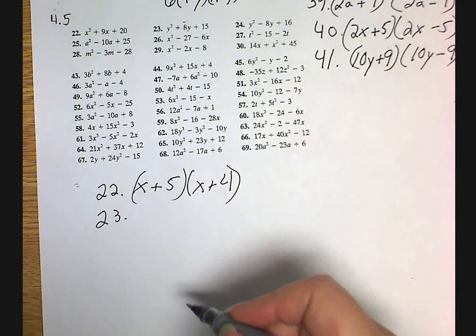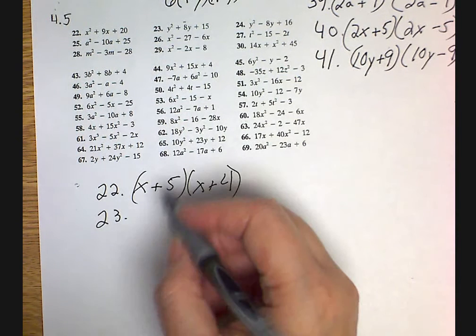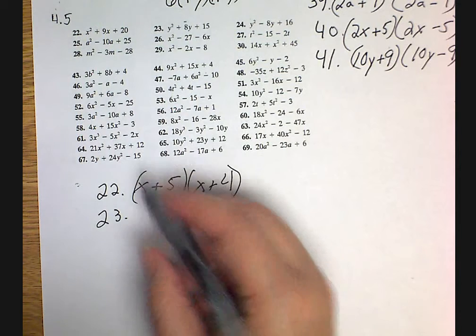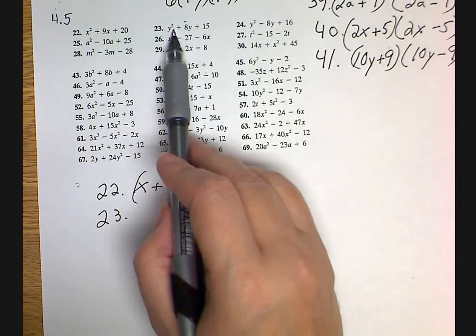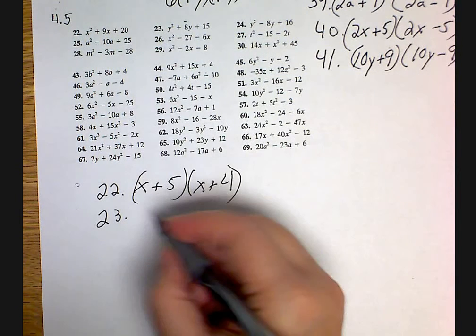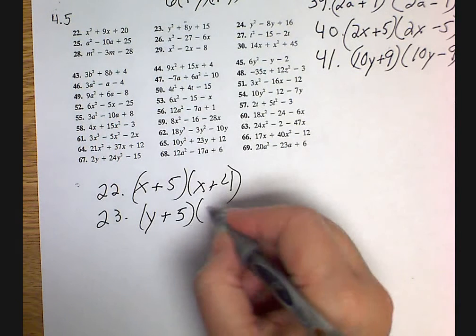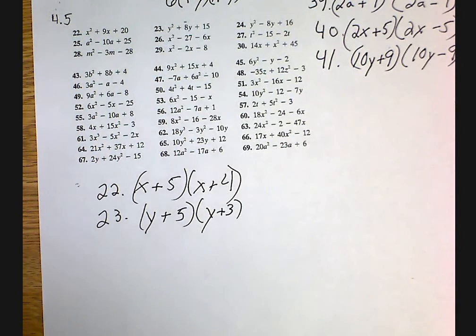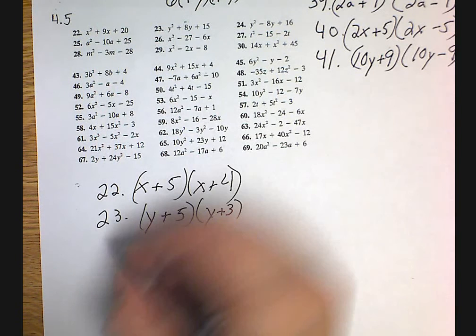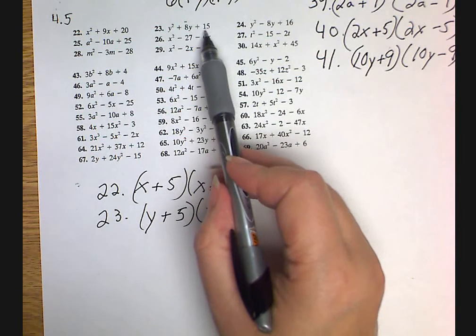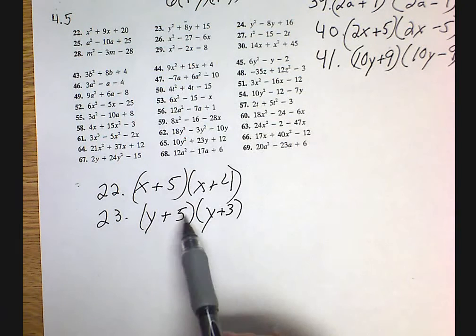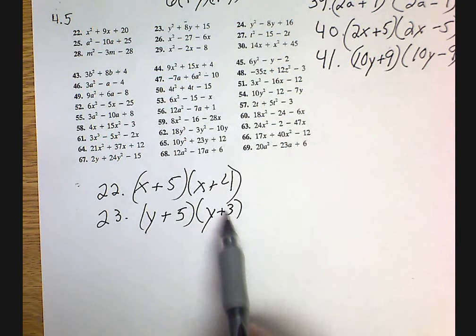23, Zach. The next one, 23, this one. Y plus 5 and then y plus 3. Correct? Yep. And the biggest thing that you're looking for is two numbers that multiply together to give you 15, that when we add them give you 8. So, yep.